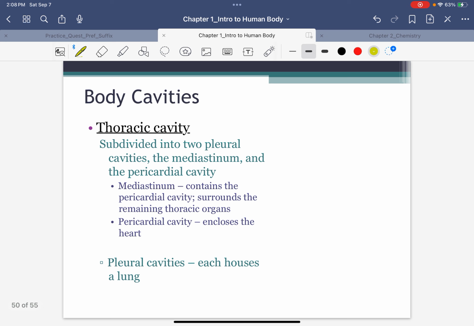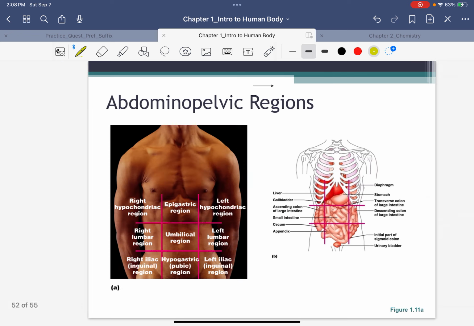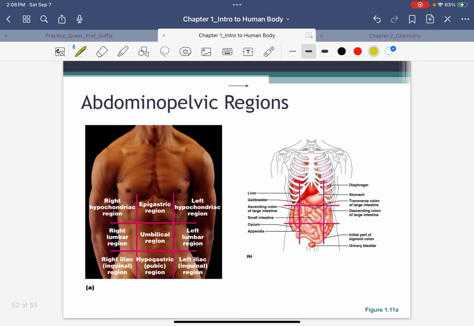You don't need to know any of the other specifics. So some of these pictures get a little bit more detailed, but you only need to know what I just talked about. Now, when it comes to the abdomen, there's just so much going on in the abdominopelvic cavity of the ventral cavity. There's just so much going on.